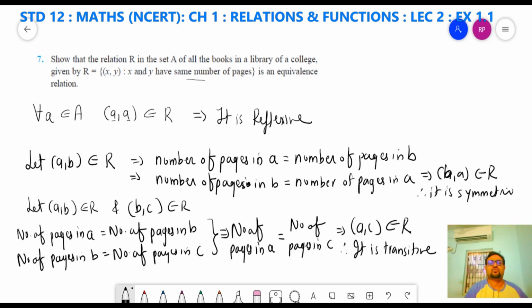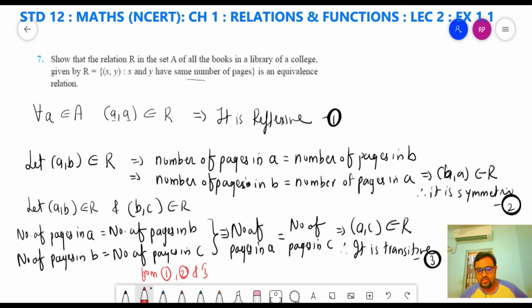Clear? So just note down question number 7. Here we have proved that this relation is all of the three, that is reflexive, symmetric and transitive. Let's number it 1, 2 and 3. It is reflexive, symmetric and transitive. Therefore, it is an equivalence relation. Okay. So now note down question number 7.